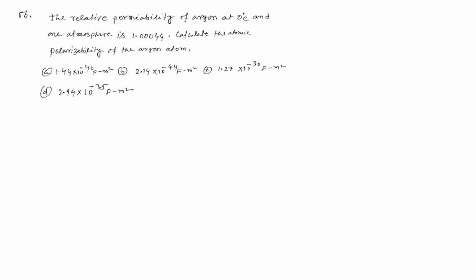So this is also a simple question. First you have to know that at STP condition, the number of argon atoms contained per cubic meter, that we are calling N. Okay, so N will be 6.023 into 10 to the power 23 divided by 22.4 into 10 to the power minus 3 per meter cube. Okay, so you'll get the answer here 2.7 into 10 to the power 25 per meter cube.